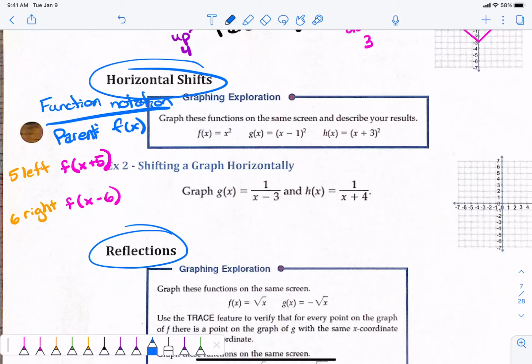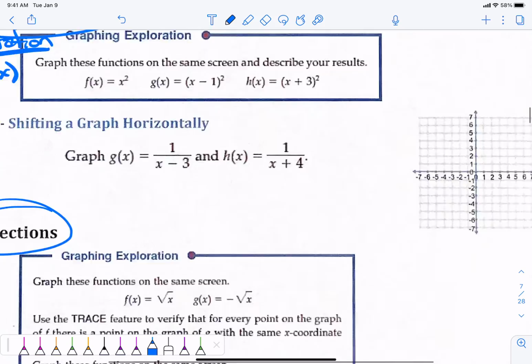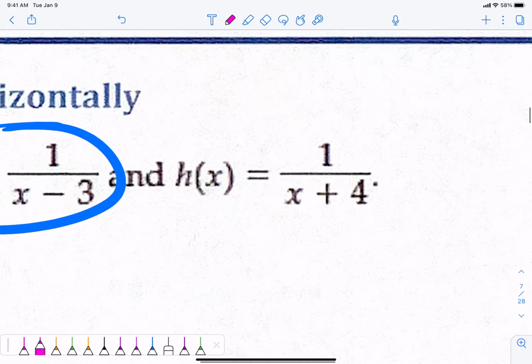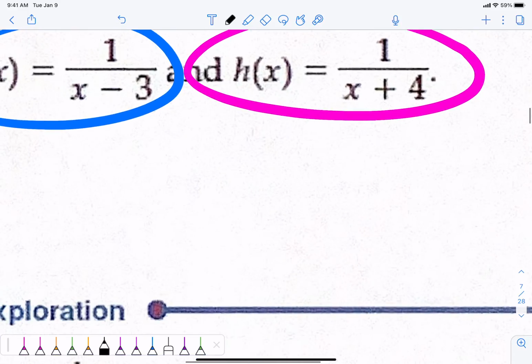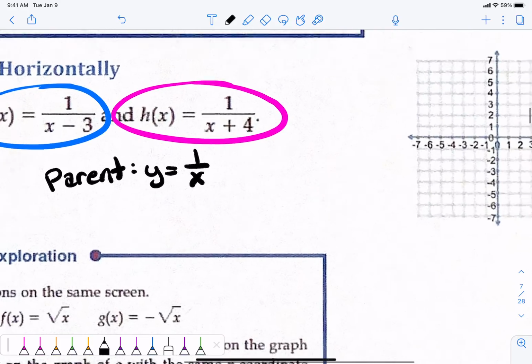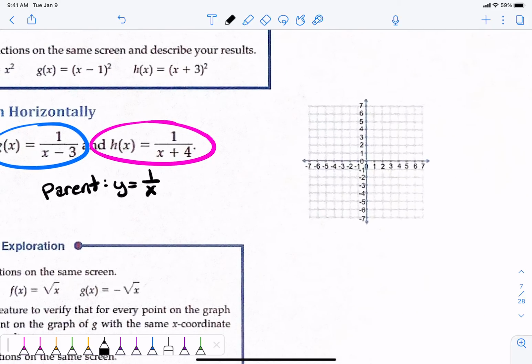All right. So we're going to graph this one. I'm going to graph this one in blue, and I'm going to graph this one in pink. But we're going to do the parent function first in black. What is his parent function? Y equals, we'll just call it Y, 1 over X. Do you know what 1 over X looks like? If you need to use your cheat sheet, use it. It's a boomerang. It's the boomerangy things.